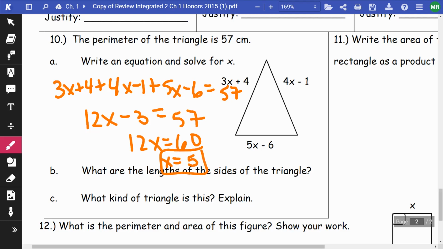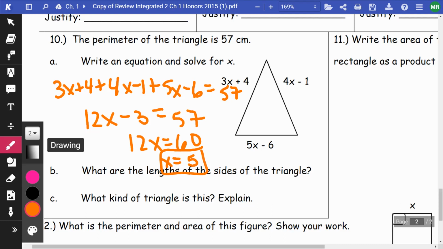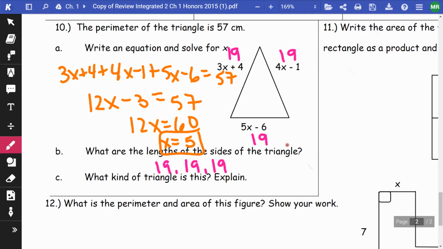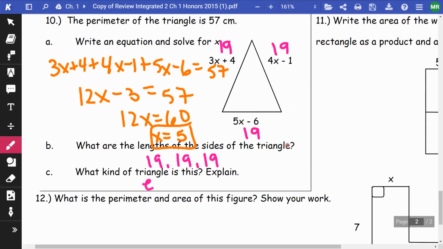So that's x. Now to find the length of the sides, I'm going to put 5 in for each of them. When I put 5 in over here, 3 times 5 is 15, plus 4 is 19. When I put 5 in here, 4 times 5 is 20, minus 1 is 19. And when I put 5 in here, 25 minus 6 is 19. So all the sides are 19, 19, 19. And what does that mean this is? Equilateral triangle, because all the sides are the same.